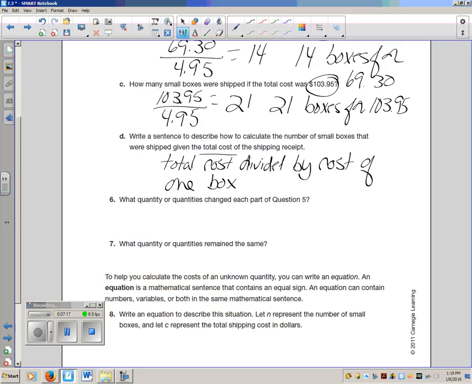What quantity or quantities changed? What did they change? The price stays the same. The number of boxes. That's the answer. The total cost changed for each one. Sorry about that. Total cost. What quantity or quantities changed? Cost of one box.